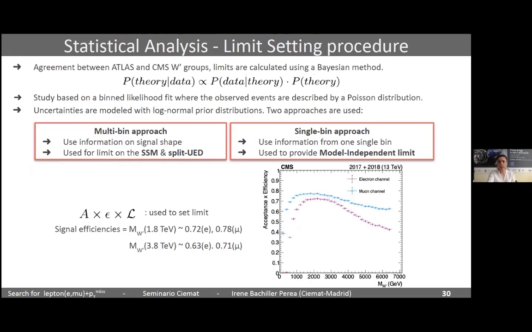We will need the signal efficiency for each channel, which is what I'm showing in this plot as a function of the mass of the W prime, in blue for the muon channel, and in gold for the electron channel. The electron channel is just slightly lower because there are higher thresholds on the trigger and offline.